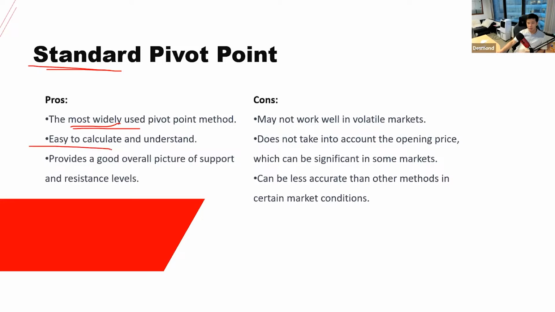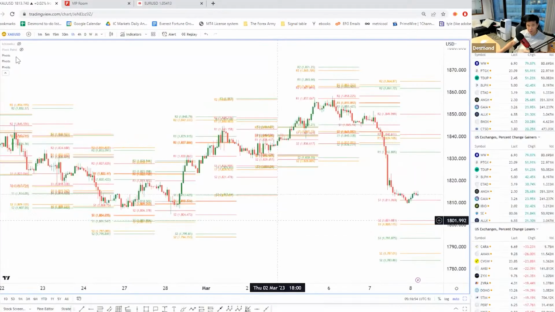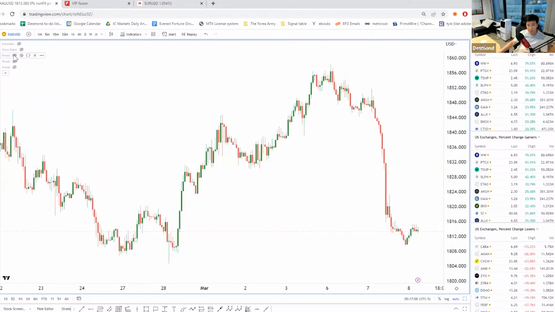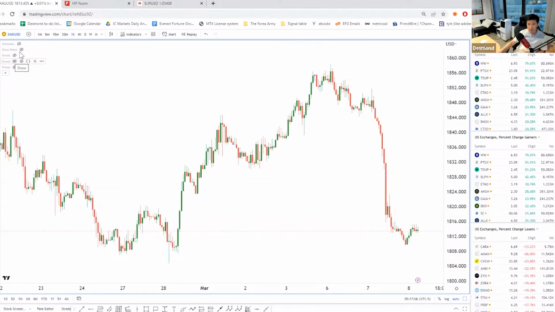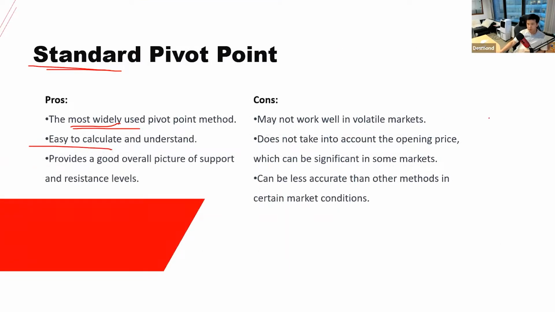It's very easy to calculate, but these days you don't really need to calculate it because you have it all in indicators. For example, I can have this indicator over here, and it shows me all the pivot points. I have this pivot point, this pivot point, and this pivot point. You notice that sometimes how they behave is really nice. So you don't have to worry too much about the calculations, and it does provide a good overall picture. The difference with the standard pivot point, if you ever wonder, is that it does not take into account the opening price, so because of this, it can be less accurate.